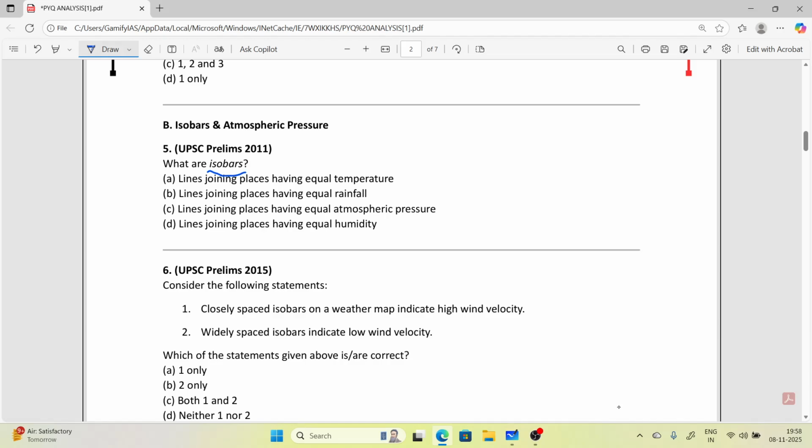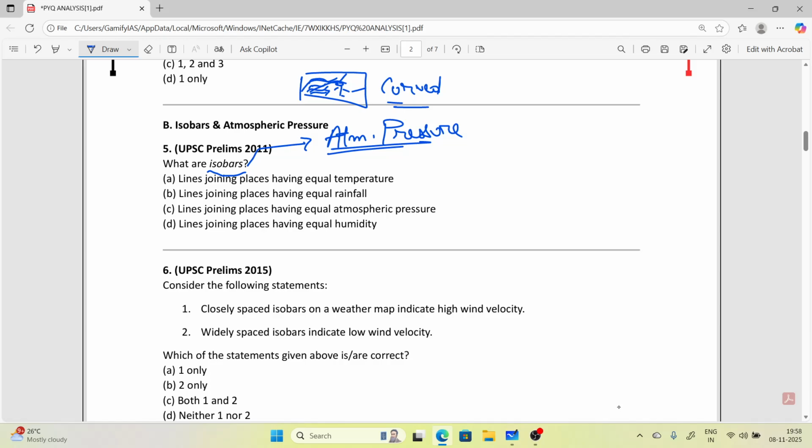Imagine you are looking at a weather map. In the weather news there is an anchor standing and explaining the weather, and you can see some lines. Often these lines are curved and circular, drawn all over the place. These are isobars. Isobars are lines that connect different places having the same atmospheric pressure.